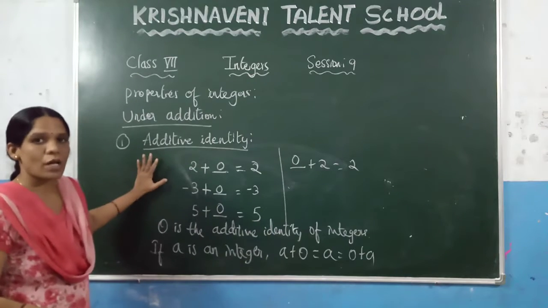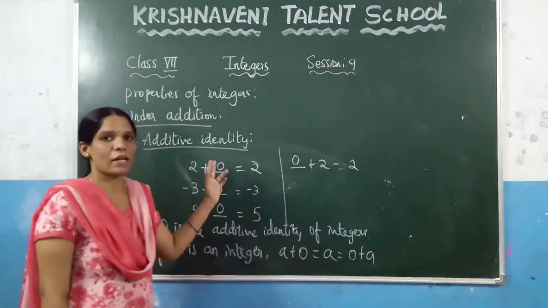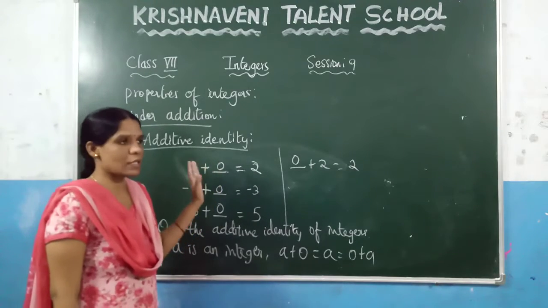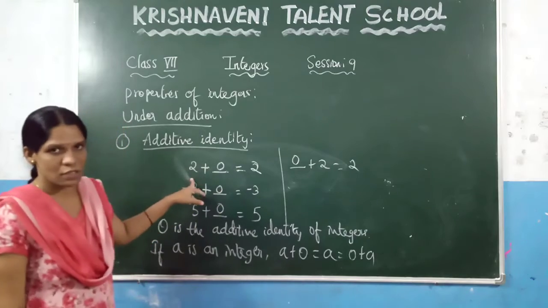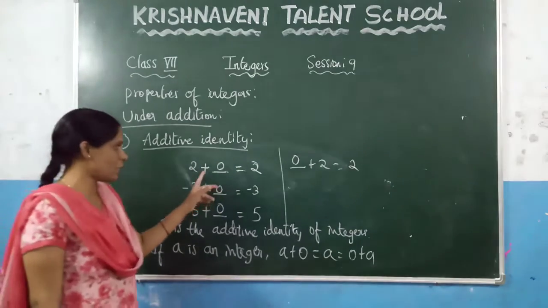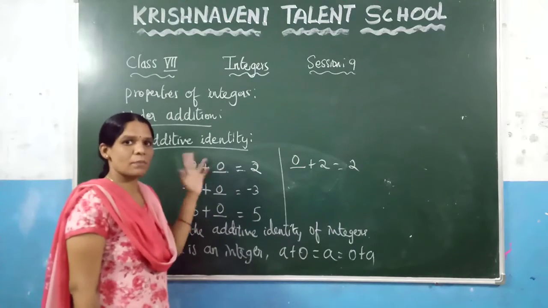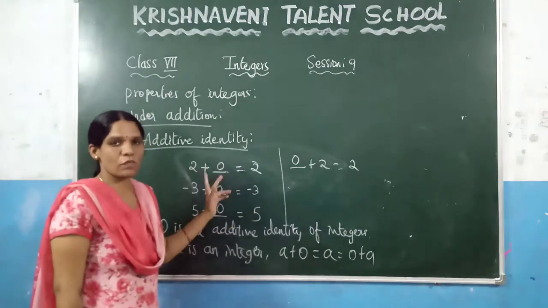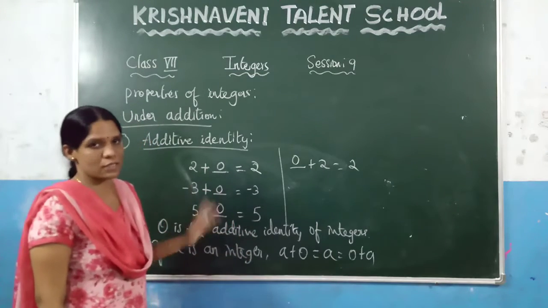Once again, what is meant by additive identity? If you consider any integer, you need to add one integer such that the result is always the same number we have considered. So which number do you need to add here? 0. Always, if you add 0 to some number, that number will be the answer. That 0 we call the additive identity of integers under addition.